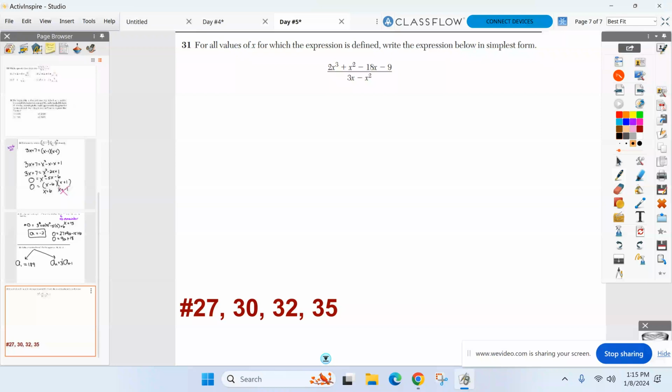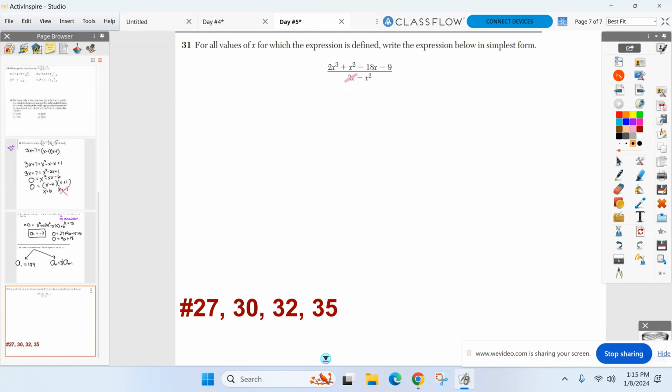All right, let's hop right into it. Let's see if I can finish it. Write the expression below in simplest form. So simplify it. Reduce this. Oh, whoa. I'm showing you this for a reason. We're not pulling this crap.